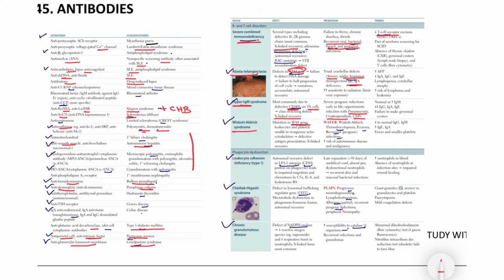Wiskott-Aldrich syndrome, WAS gene involvement, and the patient is X-linked recessive, and here they will be having the thrombocytopenia, eczema, and the recurrent infections. Leukocyte adhesion defect, LYST gene involvement, and here there will be late separation of the umbilical cord and dysfunction of the neutrophils. Skin and bacterial infections are common. Chediak-Higashi syndrome. The patient has a LYST gene defect. Sorry, this is the LYST gene for the Chediak-Higashi, guys, not for the leukocyte adhesion defect.